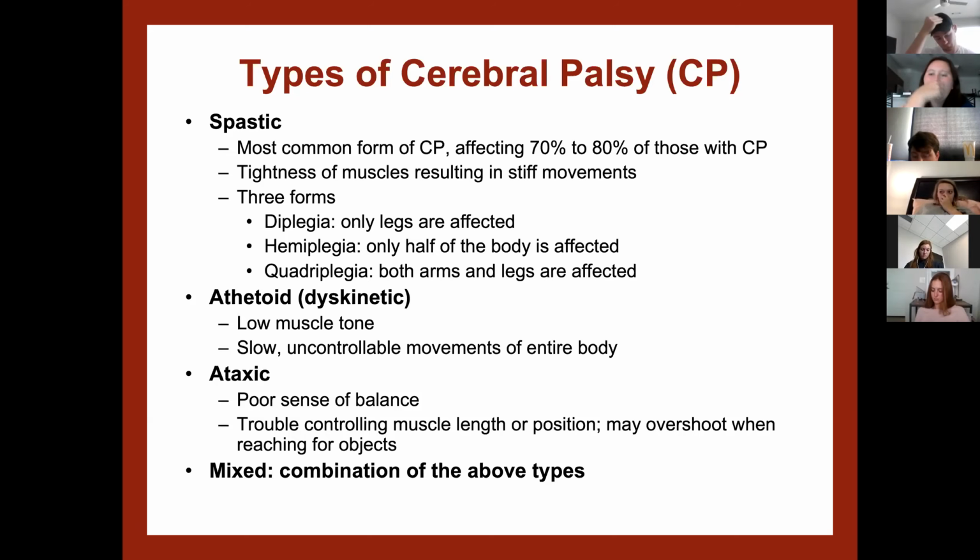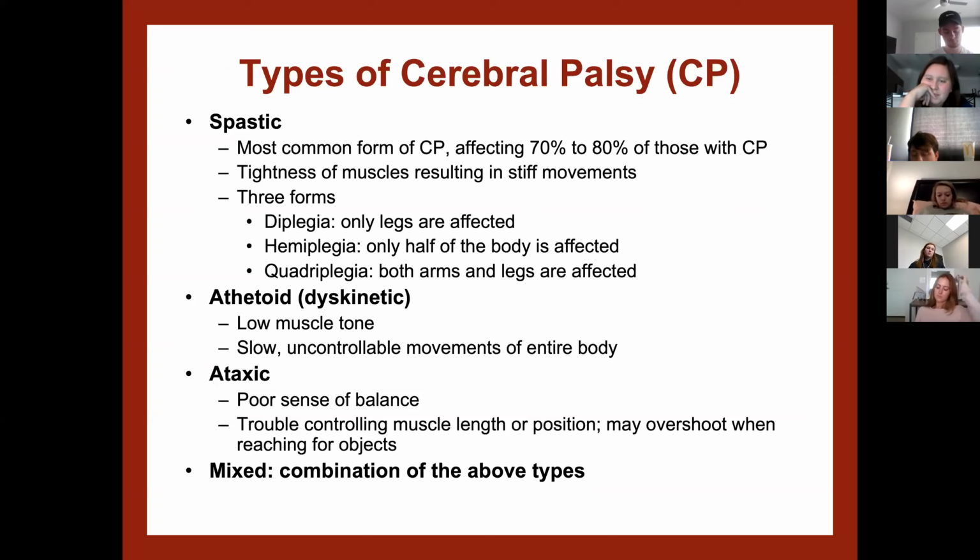Athetoid cerebral palsy involves very slow, uncontrollable movements of the entire body. Like, if they were going to pick up a cup off a table, they would move slow and they would probably still knock the cup over. That's just a good example. Even though they move slow and it looks like they're going to be accurate with what they're trying to do, a lot of times that's not the case. Another type of cerebral palsy is ataxic.